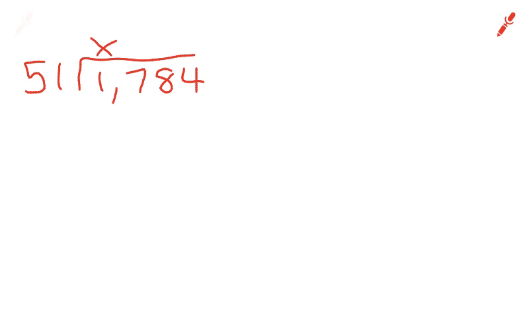Let's go ahead and do B together. 3B. We have 51, 1,784. Does 51 go into 1? No. Does 51 go into 17? No. Does 51 go into 178? Yes. So we know we're just looking at this part of the problem to start with.